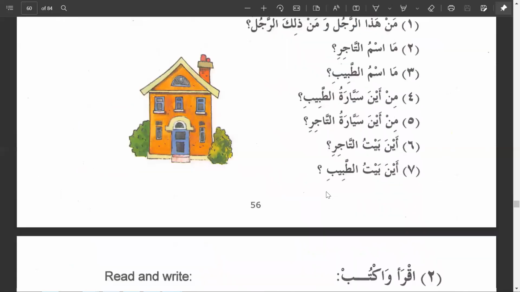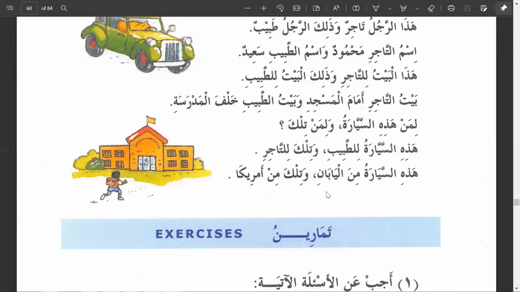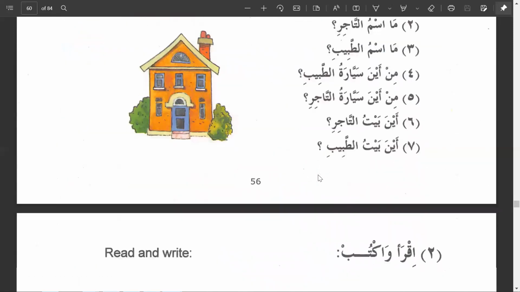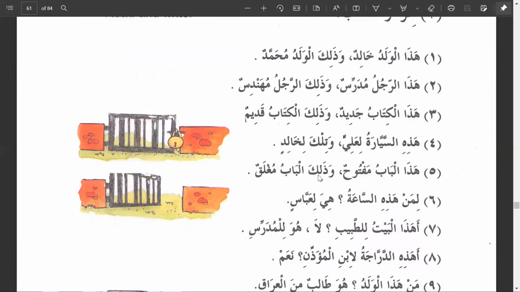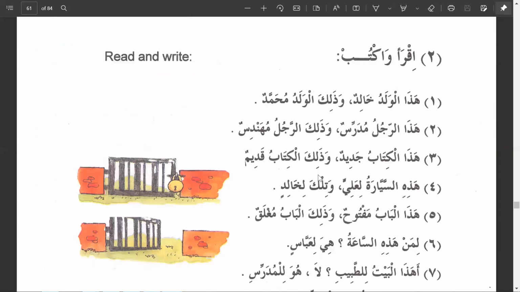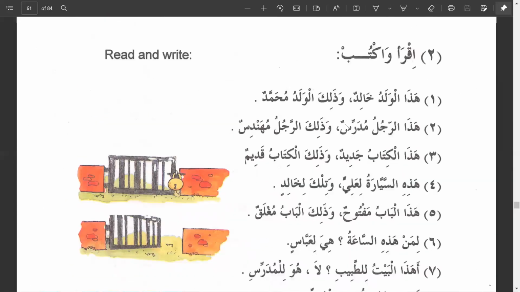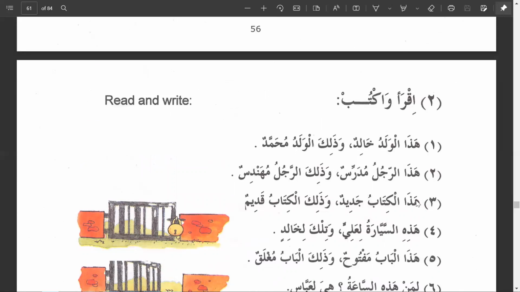Alhamdulillah, we almost finished this lesson because it was just a one page lesson, but there are more exercises. So, inshallah, next time we'll do these exercises. Can you just note down a homework for you? The first five sentences on page 57.